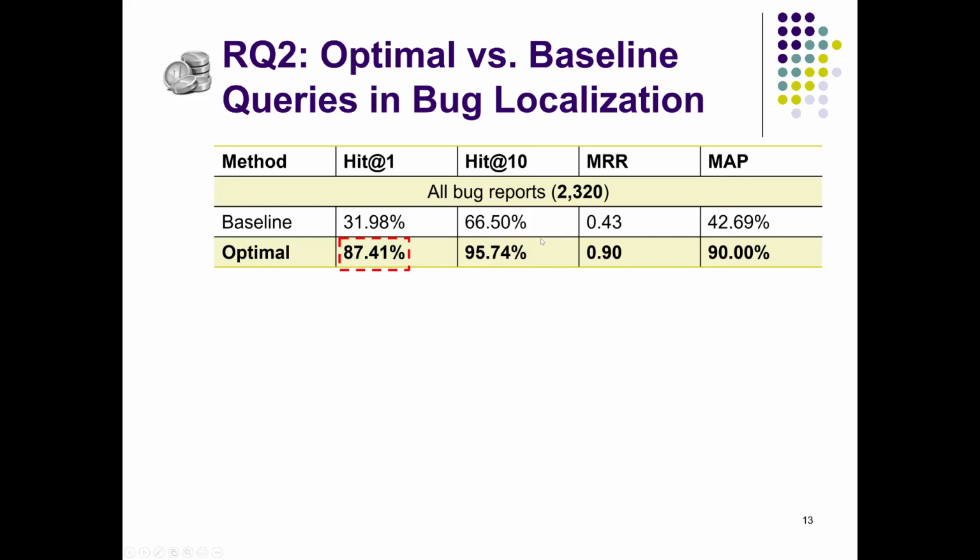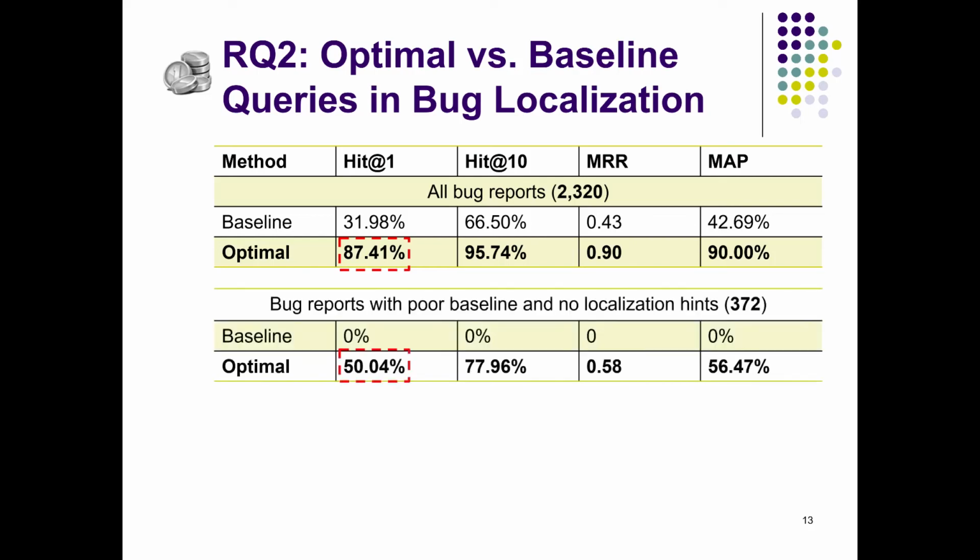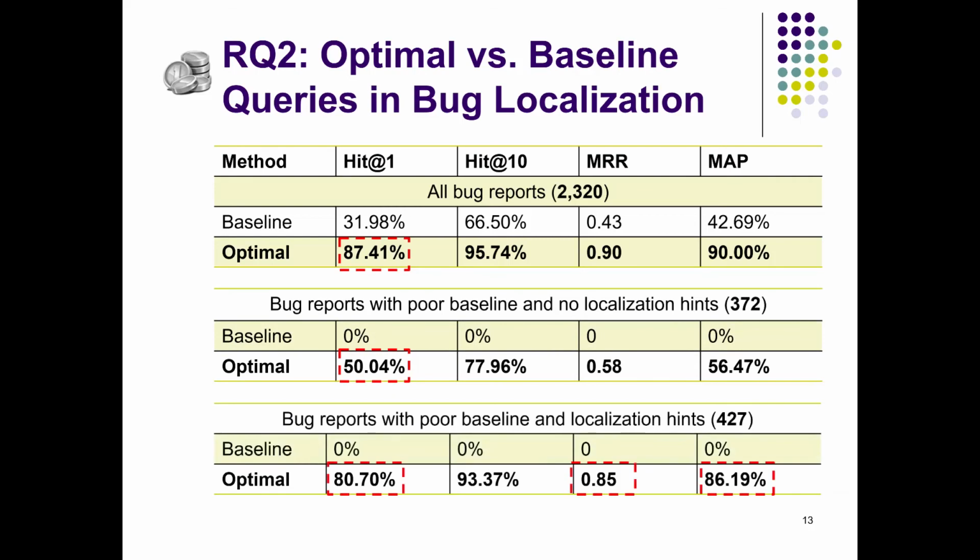And then we also investigated the subset of our data set for which the baseline queries were performing very poorly, and this is our finding. As you can see, for this 1/3 of our data set, the baseline queries were performing very poorly, but the optimal queries that are generated using the genetic algorithm have very high performance, which is pretty interesting.